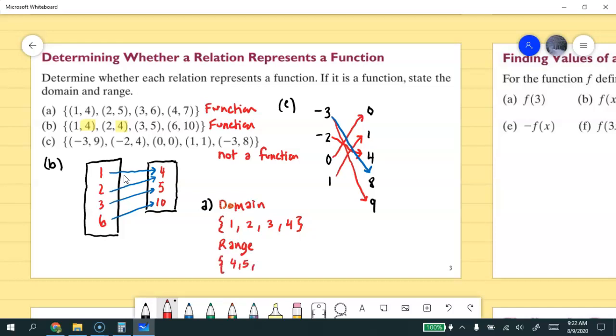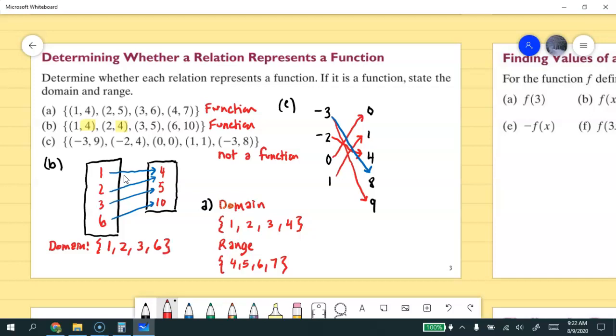4, 5, 6, and 7. That's it. Okay, so that's how you tell a domain and a range. Same thing goes for letter B. Letter B, we've already got it written out, so let's just write underneath letter B. For letter B, the domain is going to be the following. It's going to be 1, 2, 3, and 6.